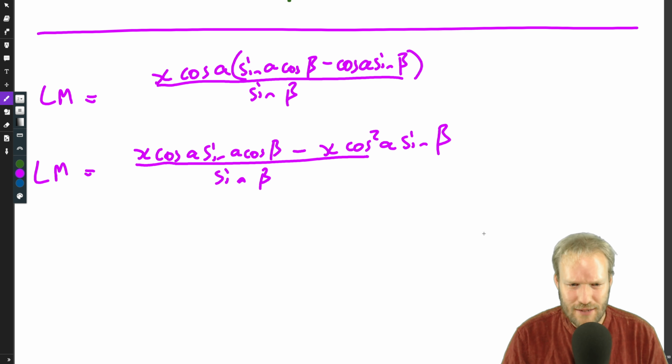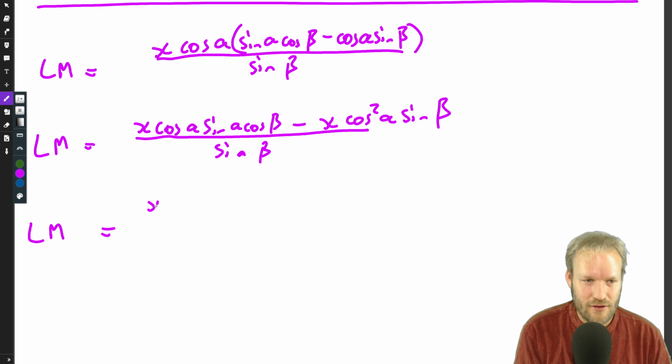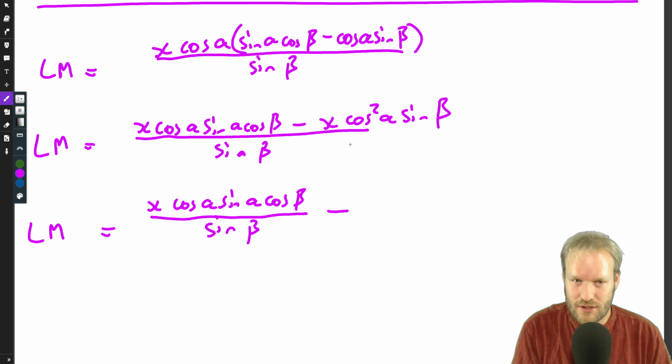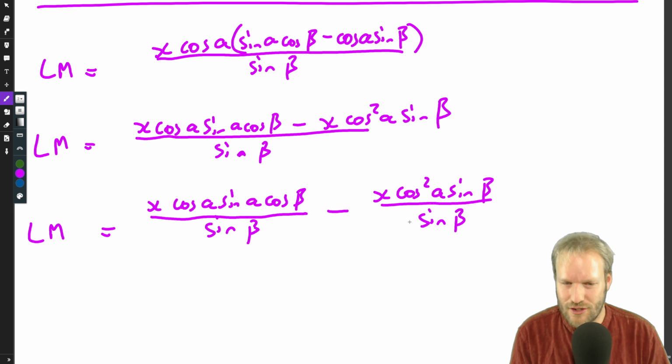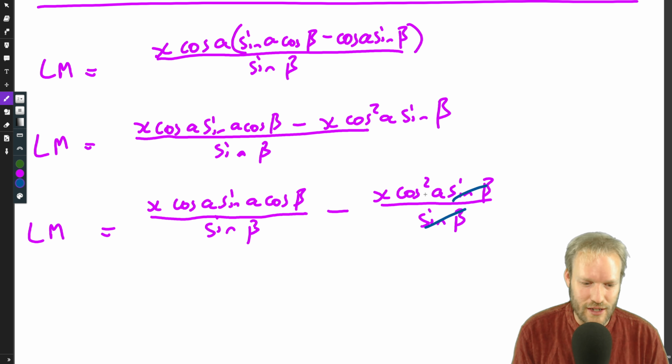Okay, well, there's a sine beta in the second term of the numerator. So if we took it out separately, then we could split this fraction up and have the first part, x cos alpha sine alpha, it's quite a lot to write, over sine beta, minus this second part divided by sine beta. I'm going to show it just to make sure that we've got it clear here. But you can always see that you're going to cancel those sine betas over there. So at least you've got minus x cos squared alpha.